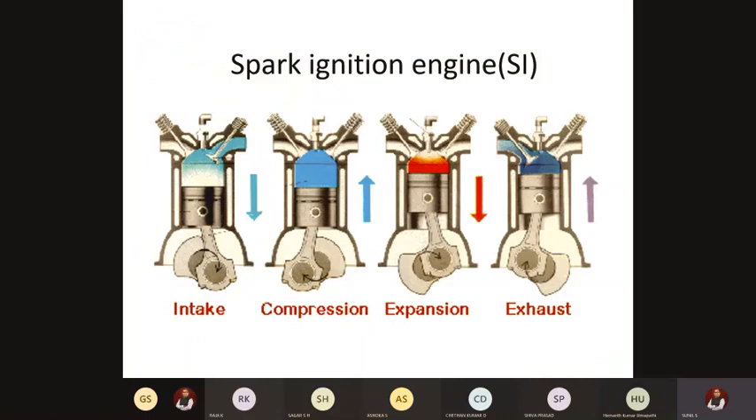So now coming to the next topic, we have to discuss the working of a spark ignition engine or SI engine. The petrol engine is also called a spark ignition engine because the ignition of fuel takes place by a spark, whereas the diesel engine is called a compression ignition engine or CI engine. Why? Because the ignition of fuel takes place because of the compression of the air. Okay. So first we will discuss the working of the petrol engine.